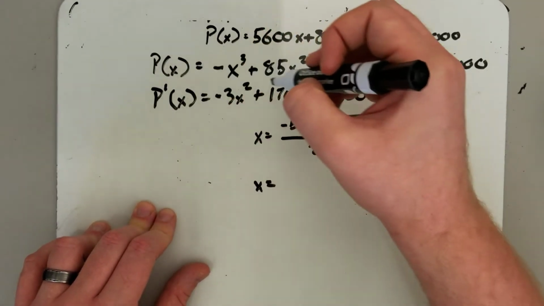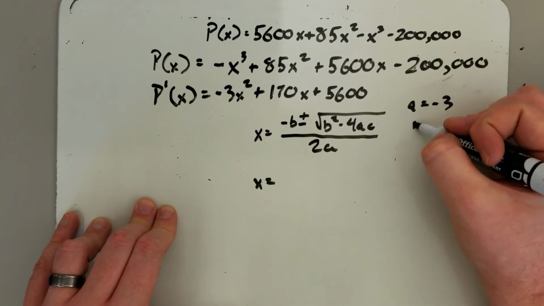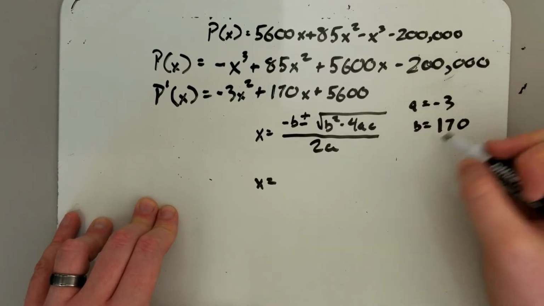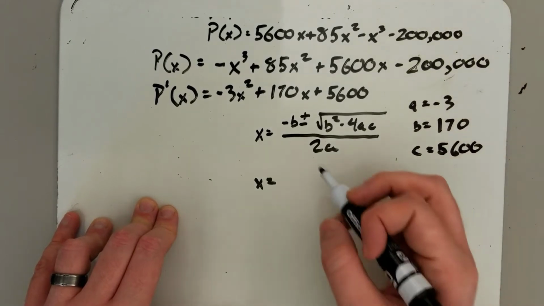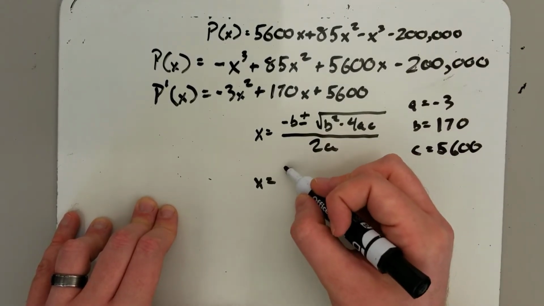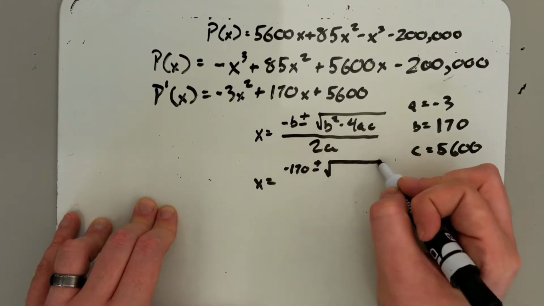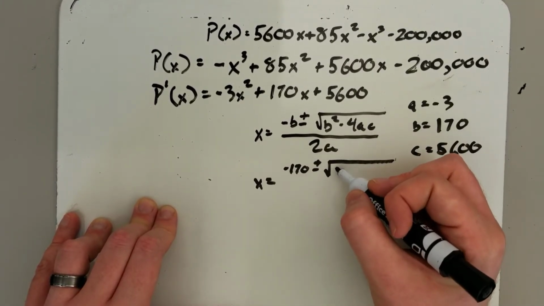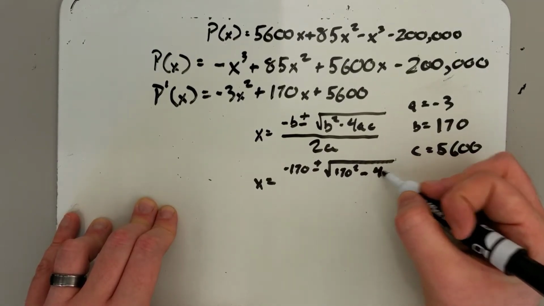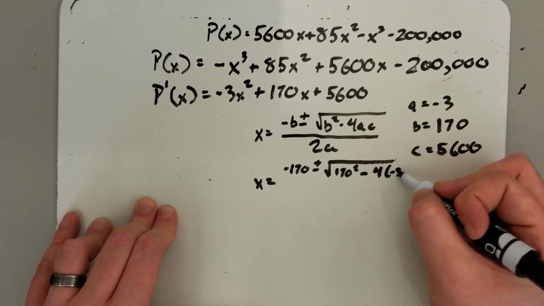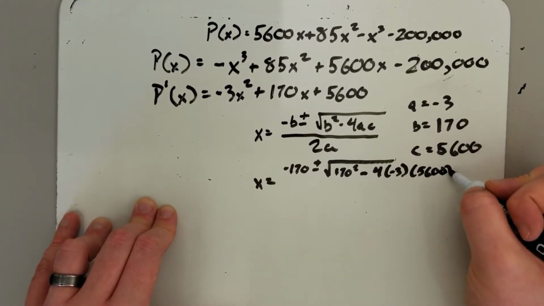Okay, so remember this is A, this is B, this is C. So A is equal to negative 3, B is equal to 170, and C is equal to 5,600. So negative B is going to be negative 170 plus or minus the square root of 170 squared minus 4 times negative 3 times 5,600. Don't be scared by the big numbers.